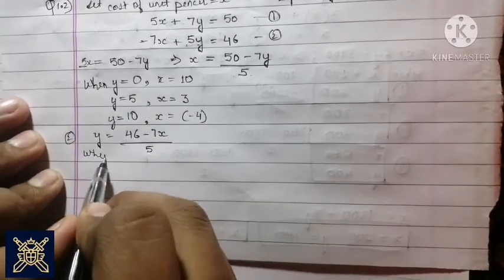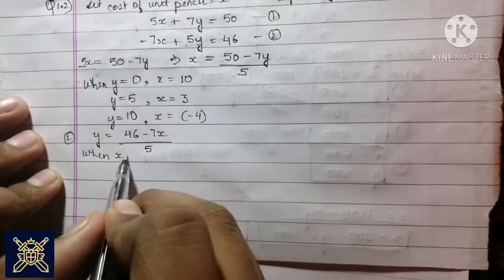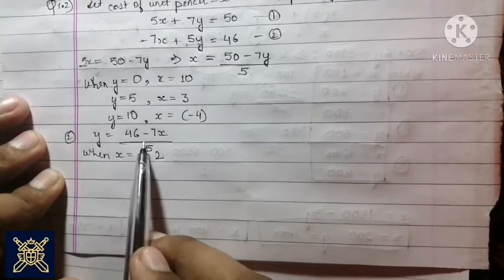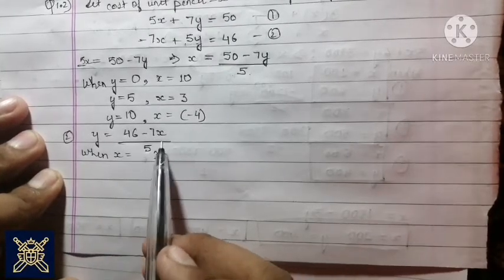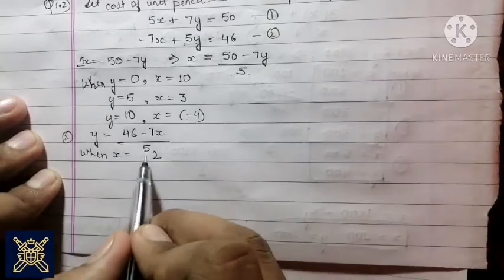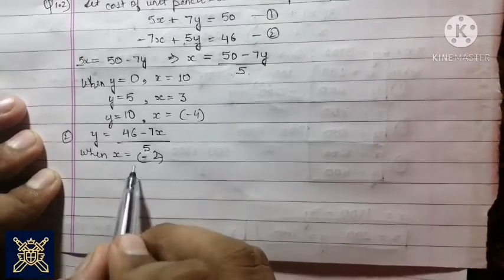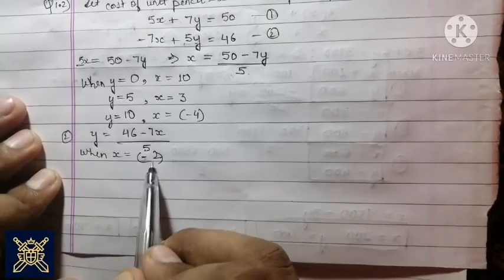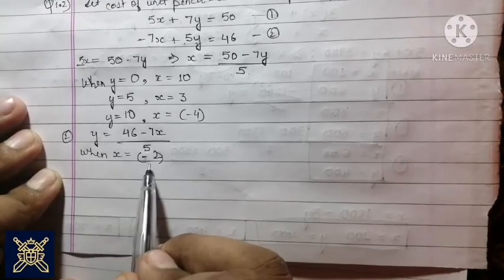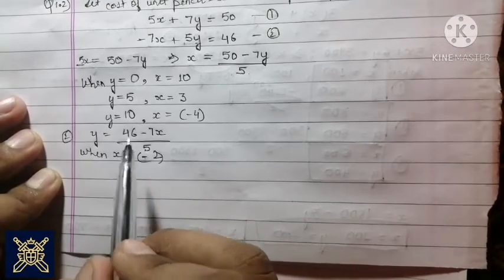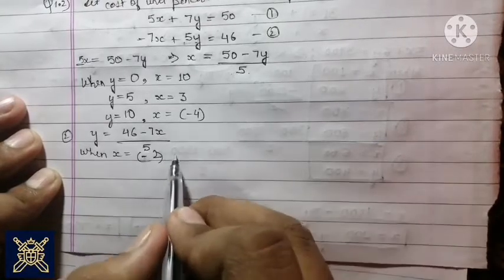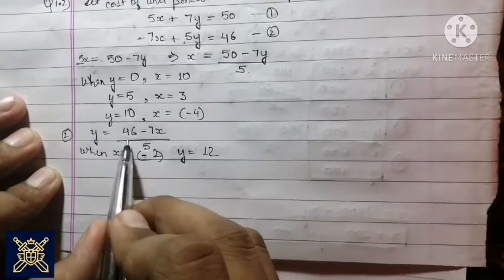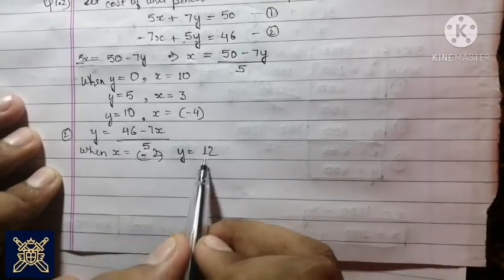So when x is equal to minus 2, let's see what we get. 46 minus of minus 7 into minus 2. Minus 7 into minus 2 will give you plus 14. So 46 plus 14 by 5. Here the value of y is 60 by 5, so y is equal to 12.